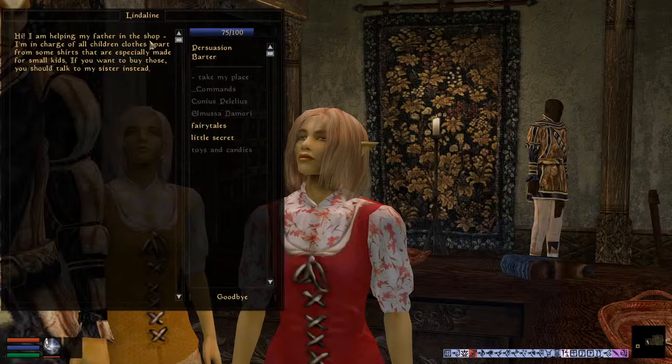Hi, I am helping my father in the shop. I'm in charge of all children clothes, apart from some shirts and for small kids.